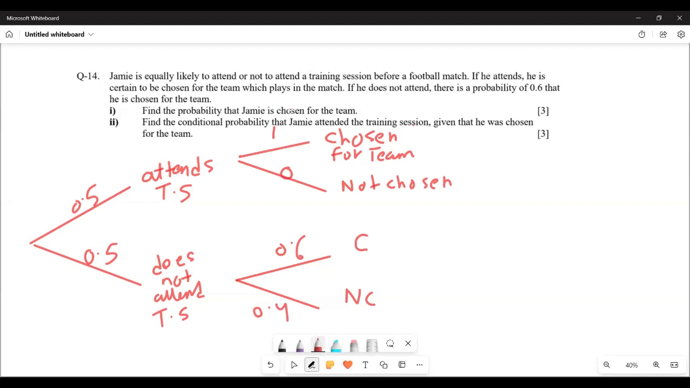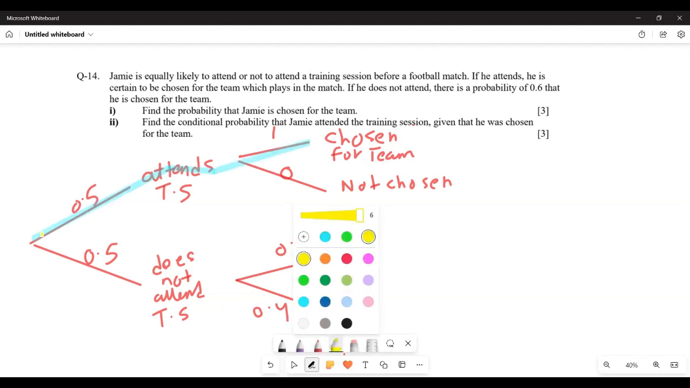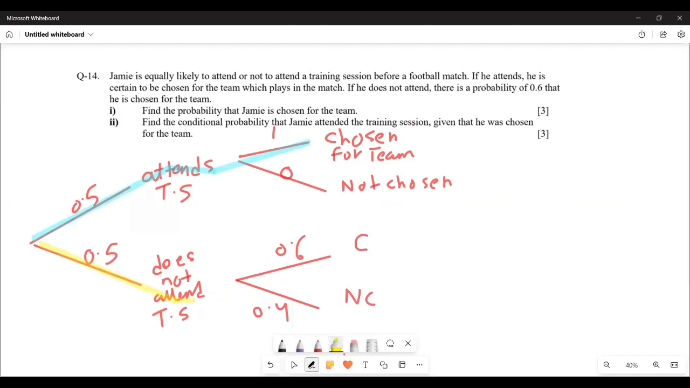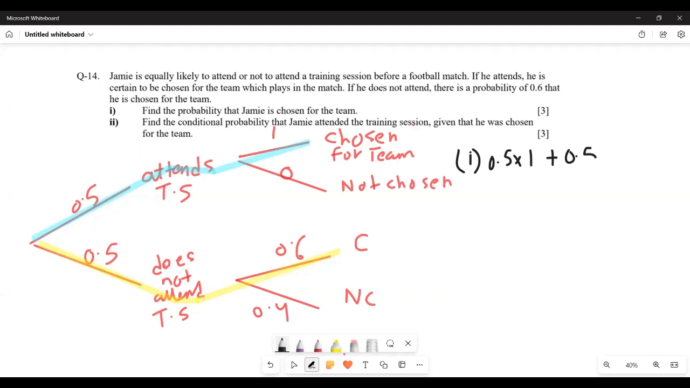Find the probability that Jamie is chosen for the team. So that would be this case, that he attends the training session and is chosen, or it will be the case that he does not attend the training session and is chosen. So that's going to be 0.5 times 1 plus 0.5 times 0.6, which gives 4/5 or 0.8.